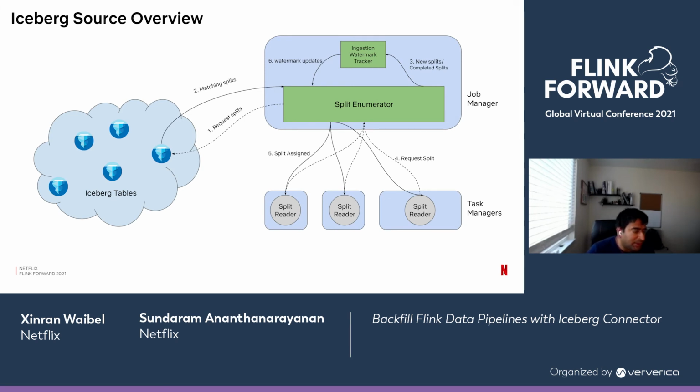To summarize, the Iceberg source involves implementing three different components. The split enumerator is responsible for discovering splits and assigning splits to the readers as and when they request them.